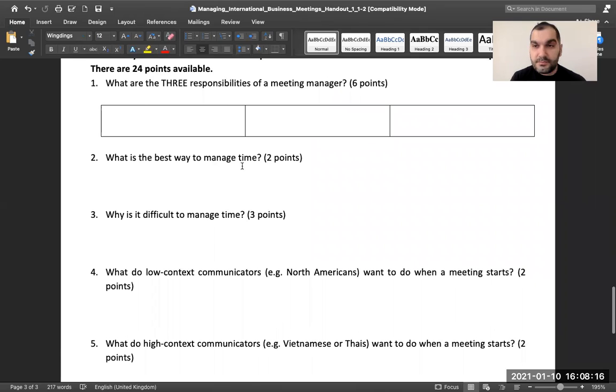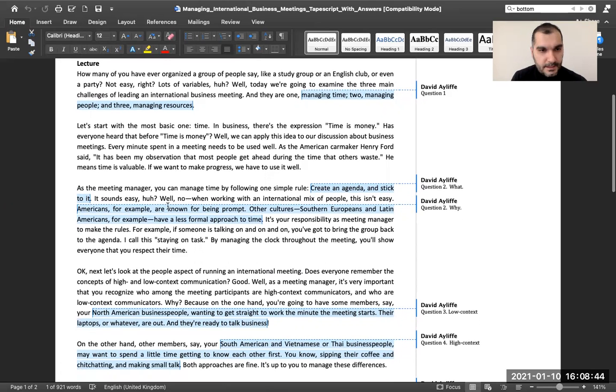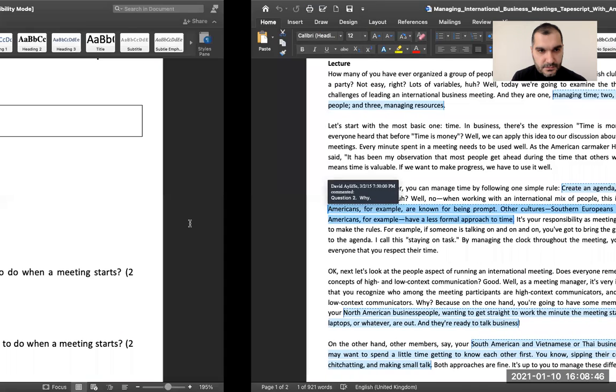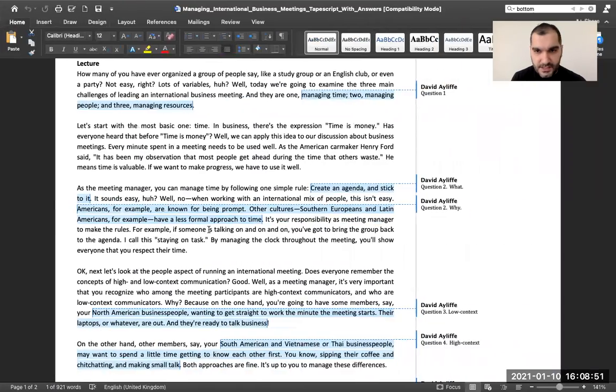What is the best way to manage time? Here, in managing time, the best way is creating an agenda and sticking to it. Creating an agenda, creating a to-do list, and then sticking to it, according to the topics.